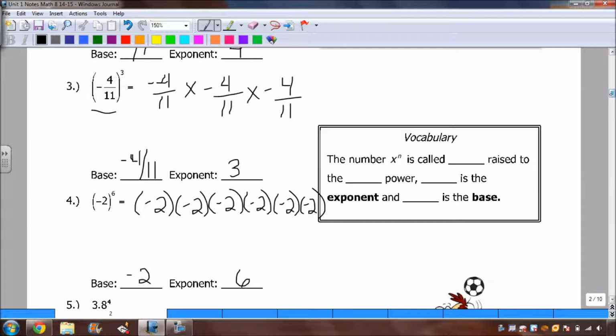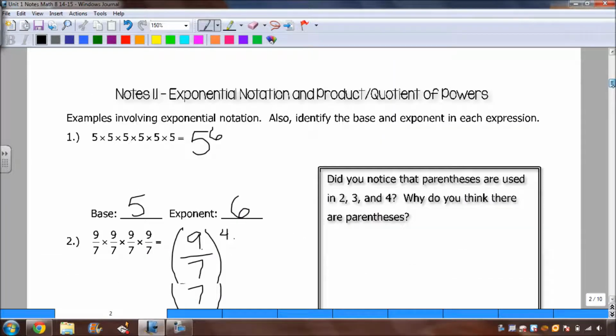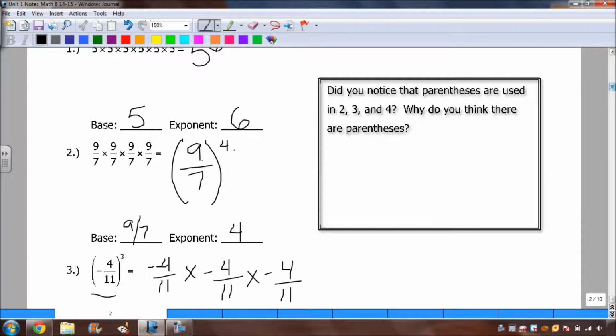Now, at the top of your paper, there's a box on the right side, and it says, did you notice that the parentheses are used in questions 2, 3, and 4? Why do you think there are parentheses? Well, what's different about number 1? In number 1, it's just one single number. It's just 5 being raised to the 6th power. But in number 2, you have a whole fraction, so we need to indicate that the entire fraction is being raised to the 4th power. So I need parentheses to show that all of 9/7 is being raised to the 4th power.